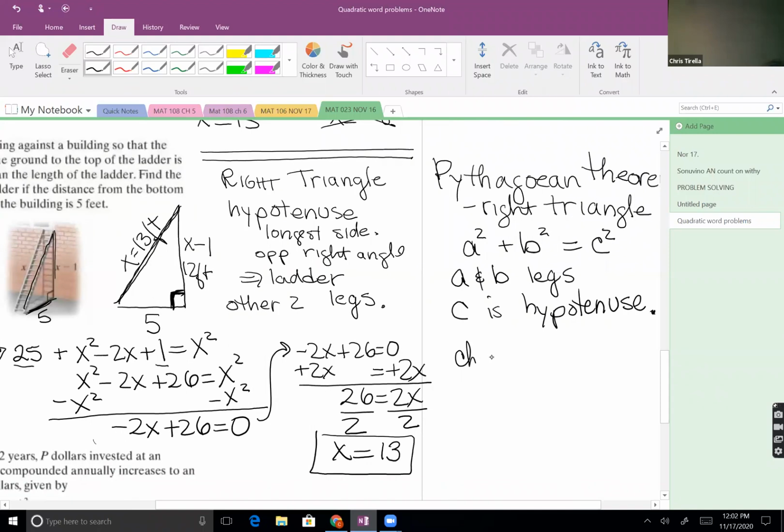And if I do my check, 5 squared plus 12 squared, does that equal 13 squared? 5 squared is 25. 12 squared is 144. 13 squared is 169. And these guys do indeed add to 169. So it checks.